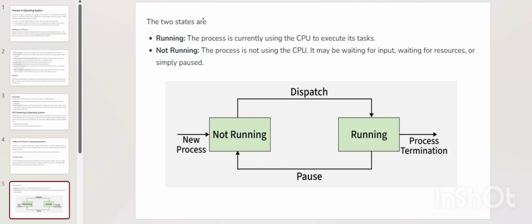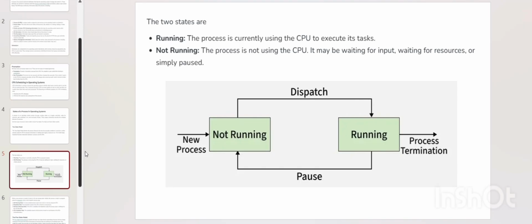As the name suggests, it's a 2 state model. The 2 states of this model are running and not running. Running is the state when the process is currently using the CPU for its execution. Not running, as the name suggests, means the process is not using the CPU and it may be waiting for input, waiting for resources, or simply in a waiting state.